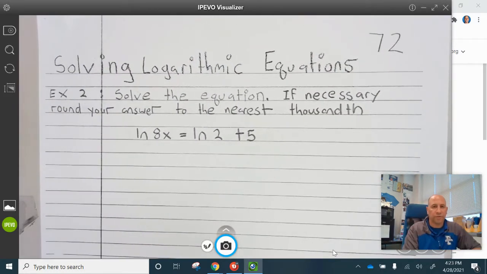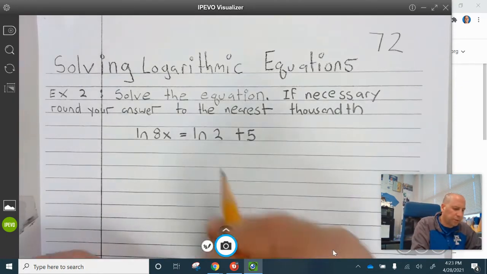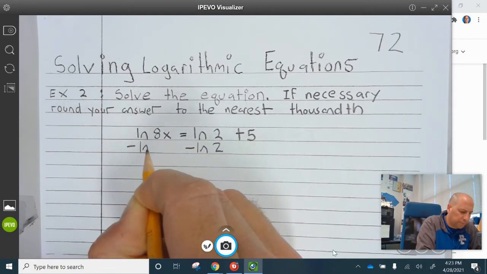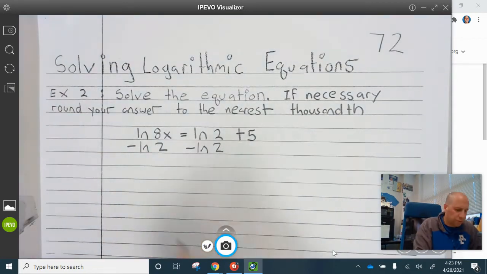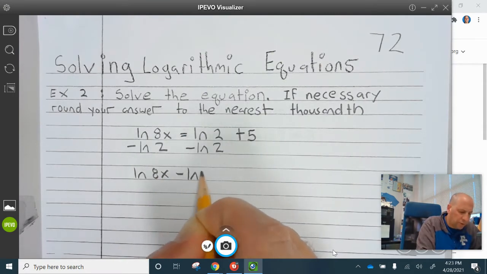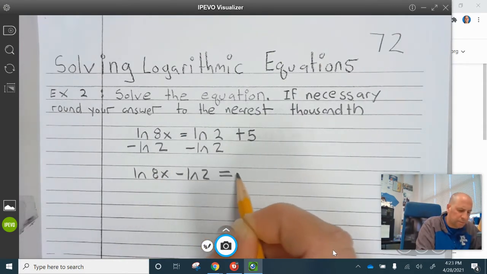Example 2. Solve the equation. If necessary, round your answers to the nearest thousandths. Okay, so the first thing we do is subtract natural log of 2 from both sides. Okay, so we have natural log of 8x minus natural log of 2 equals 5.